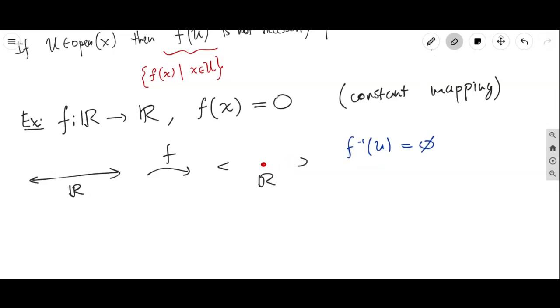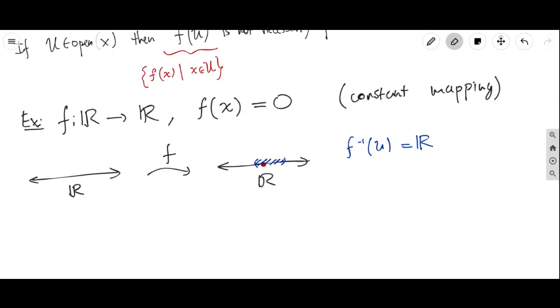And if instead your open interval happens to contain the origin, then what points in here land in there? Well, all of them, because everything gets mapped to 0. Every single point, since it's being mapped to 0, ends up in this blue interval. In this case, the inverse image is going to be R. But R, as a subset of R, is also open. So again, the open condition is satisfied.